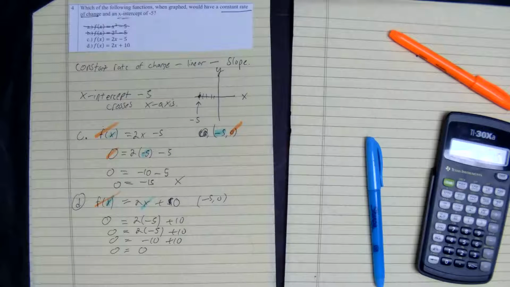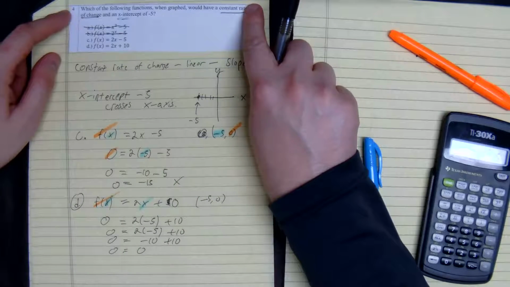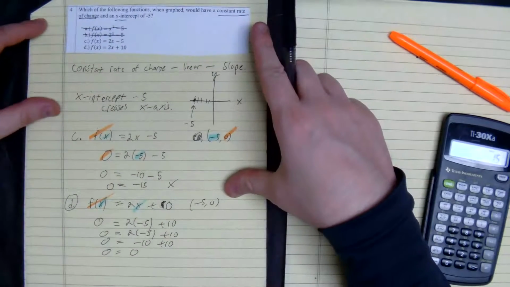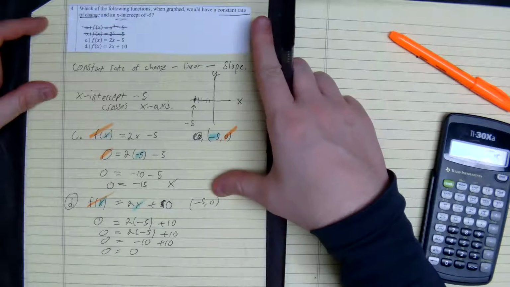If you want, you could also do this another approach. You could graph them. And since it says constant rate of change, you could do it that way. But I think algebraically is the easiest way to represent it. So remember, x-intercept just means it crosses the x-axis at -5, 0.